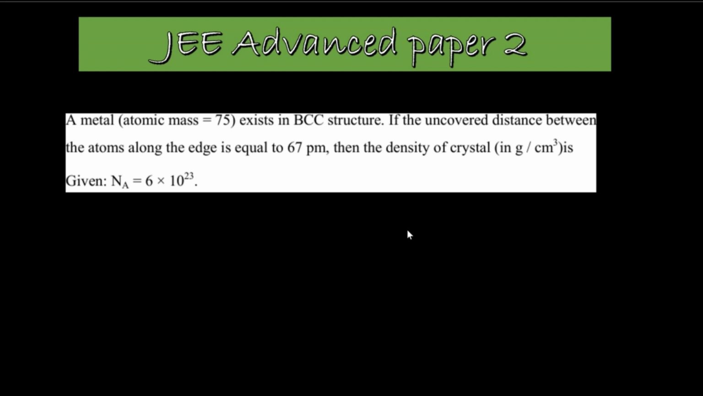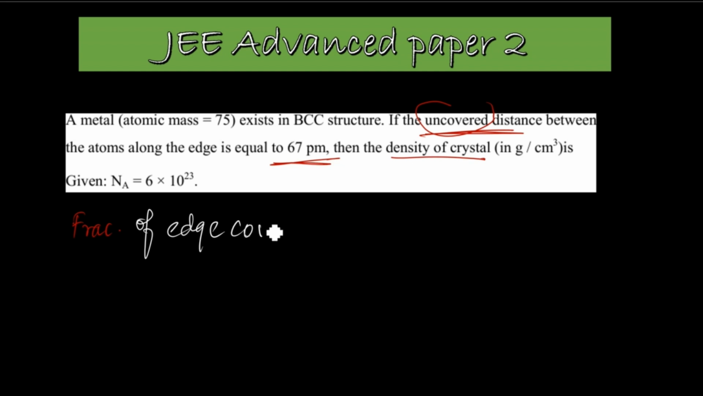The first question: a metal exists in BCC structure. The uncovered distance between the atoms along the edge is equal to 67 picometer. Then we have to find the density of the crystal. Uncovered distance means what we can do? First, we know the fraction of edge covered by the atom, which for a BCC structure is equal to 2R by A.